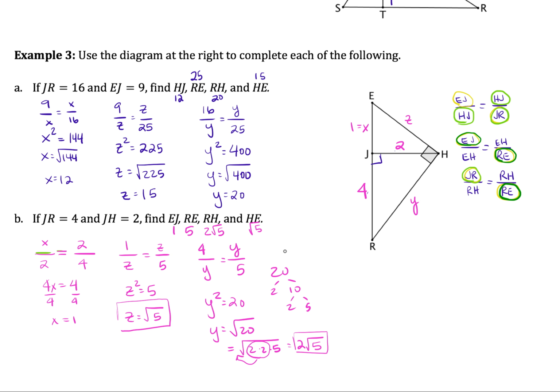That is the second part of section 8-1. We learned a couple interesting things that happen when we draw the altitude from the right angle to the hypotenuse of a right triangle. There's some similarities that happen between the triangles that you create, and because of that, there's some interesting proportions that you can set up involving geometric means.